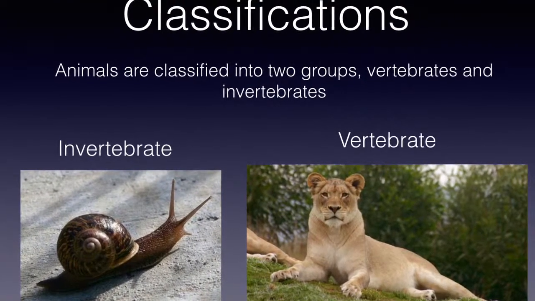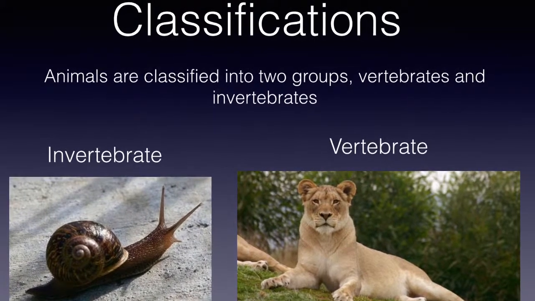An example of a vertebrate is a lion. An example of an invertebrate is a snail.